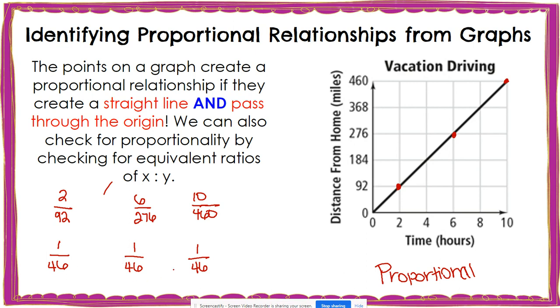So you'll notice that when I simplify every ratio of x to y, I have equivalent ratios. So that proves that my line, or my relationship, is proportional.